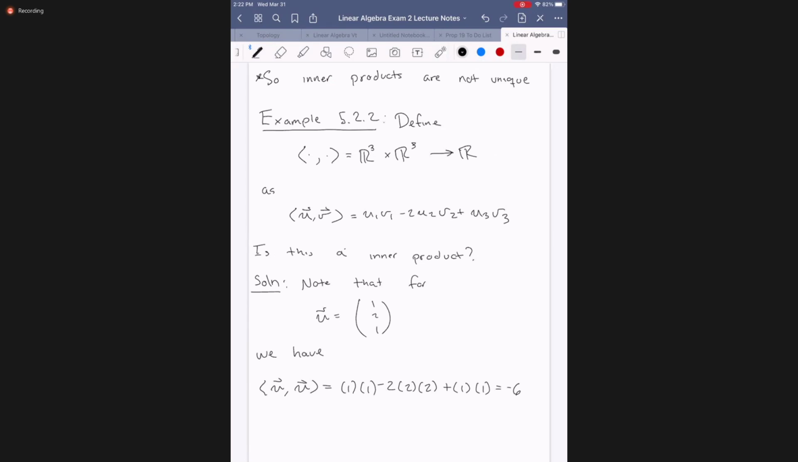Okay, so is this allowed? No. What should it be? Well, not 0, but it has to be positive, right? Yeah, it has to be non-negative. So it's allowed to be 0 or any positive number, but not negative. So not an inner product.